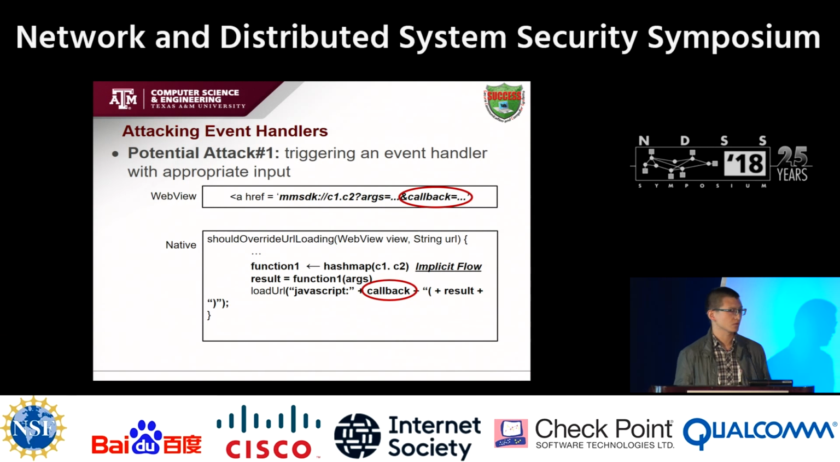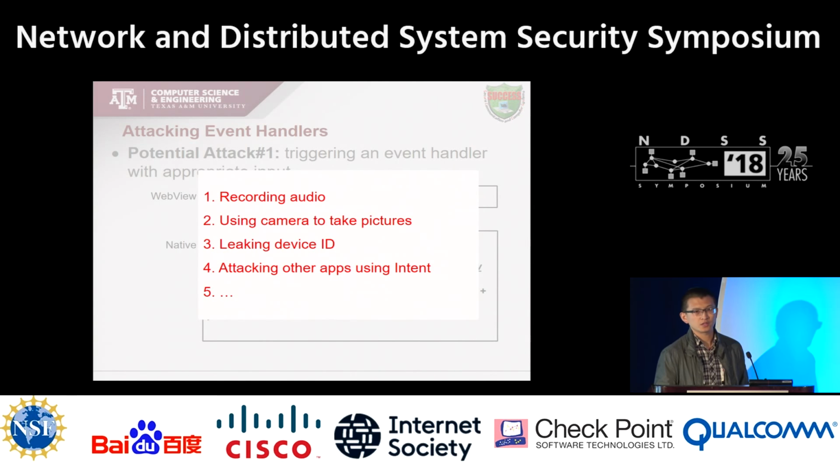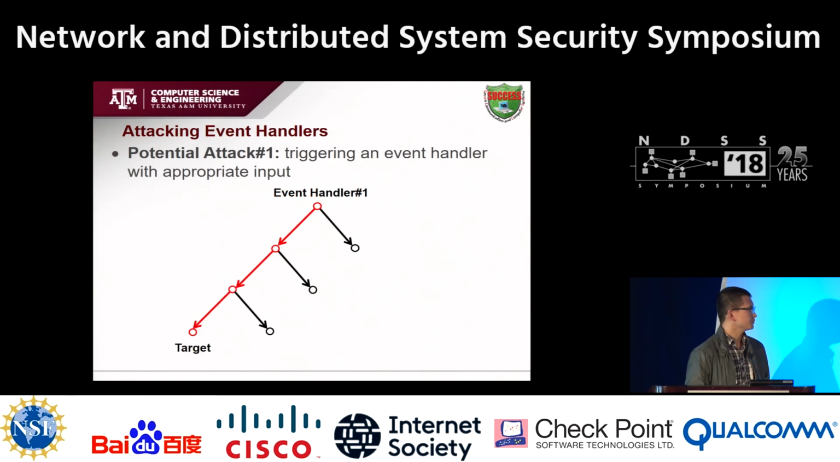The callback function should be a JavaScript function, so if attackers define some JavaScript function and transfer the function name into the URL, then finally the function will be called to receive the result. In our findings, we found that this library is very powerful and supports many powerful commands, for example, recording audio and using the camera to take pictures. I use this to summarize this attack pattern.